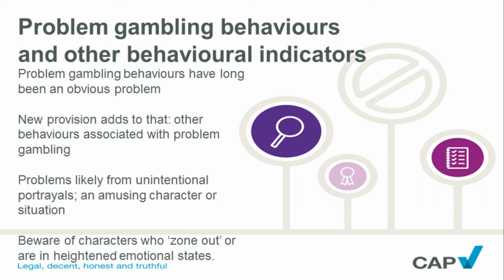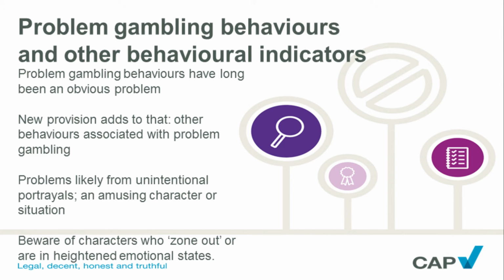I think problem gambling behaviours are obviously a particular point of concern, have been for several years within the codes and the ASA's enforcement. What we tried to do here is, based on the evidence, slightly extend that from behaviours that relate directly to gambling to other behaviours that have an association with problem gambling related behaviour. And the focus here is to ensure that there are no indirect or unintentional links, perhaps through a humorous approach that also locks into one of these behaviours.